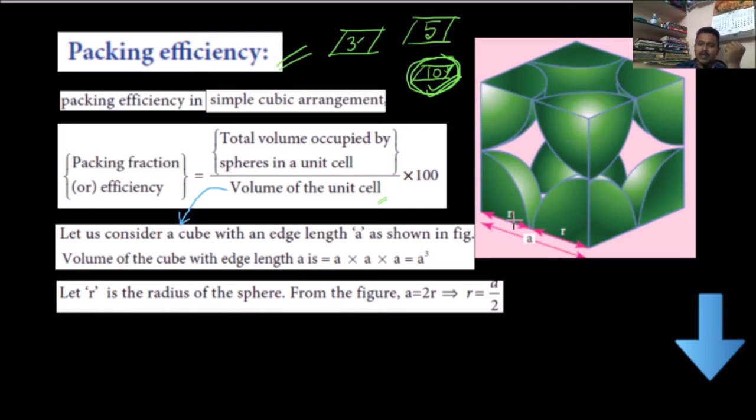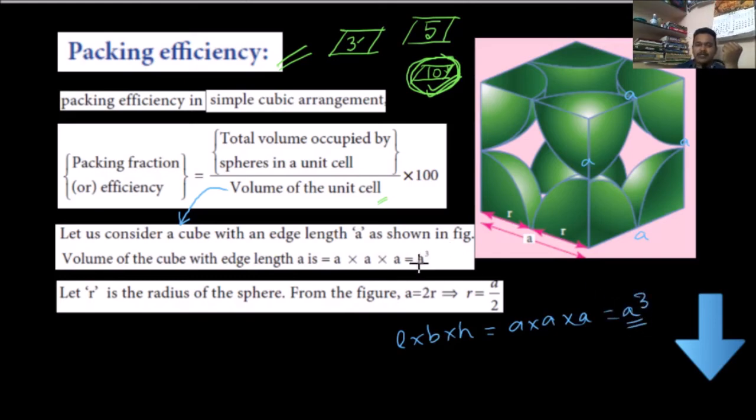So we know the edge length, all the edges are equal. Throughout the chapter the edge length will be a only. So when you are talking about the volume, what is the formula? Volume is L into B into H. Here all are equal, so a into a into a, so a cube will come. We know this thing.